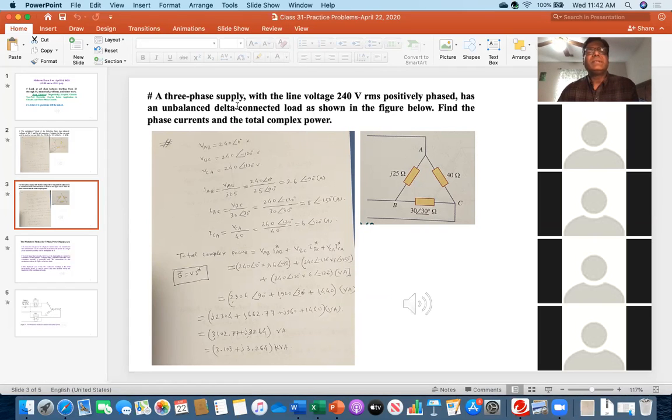So you see the statement says the three-phase supply, the line voltage 240. Line voltage means line to line voltage.